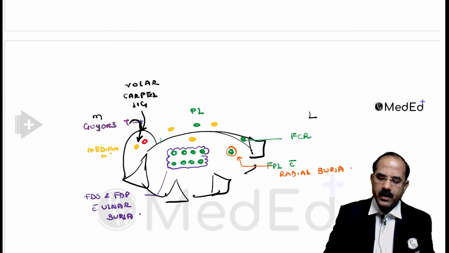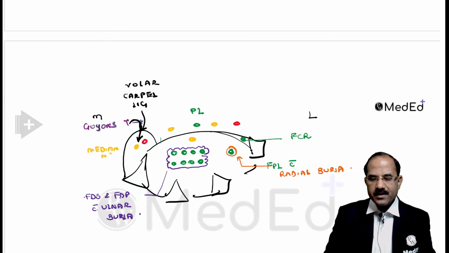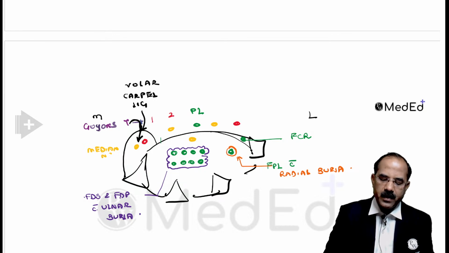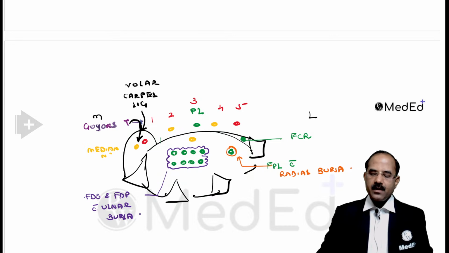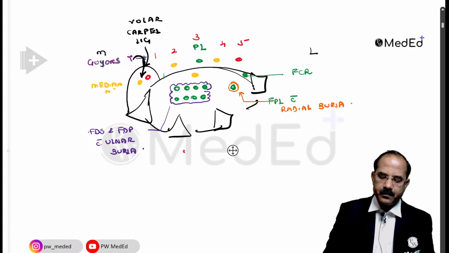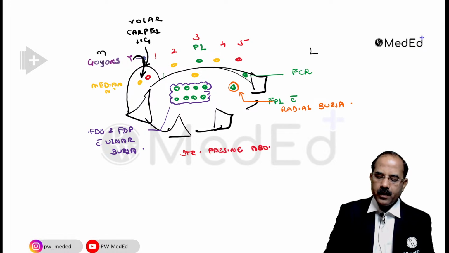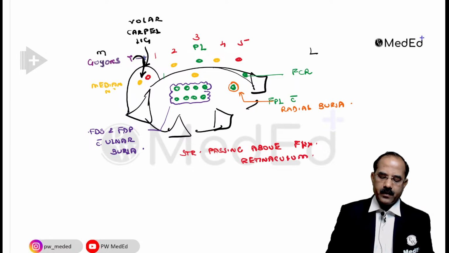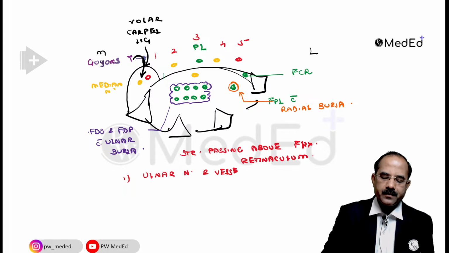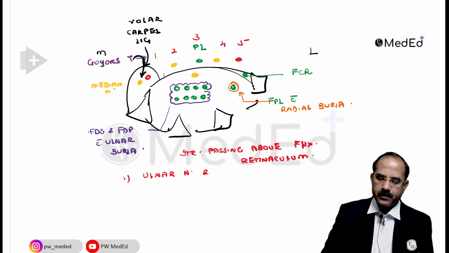So this is one, and there's an artery here. I'll just write this down for you. This is a very important MCQ. Structures passing above the flexor retinaculum. Number one is ulnar nerve and artery.